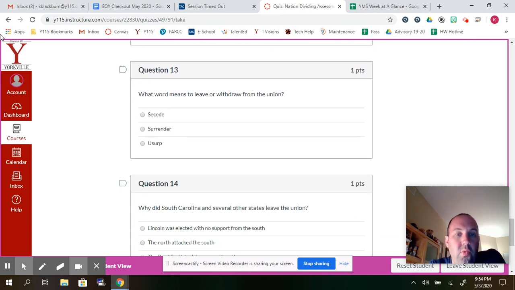Question 13. What word means to leave or withdraw from the Union? Secede, surrender, usurp.